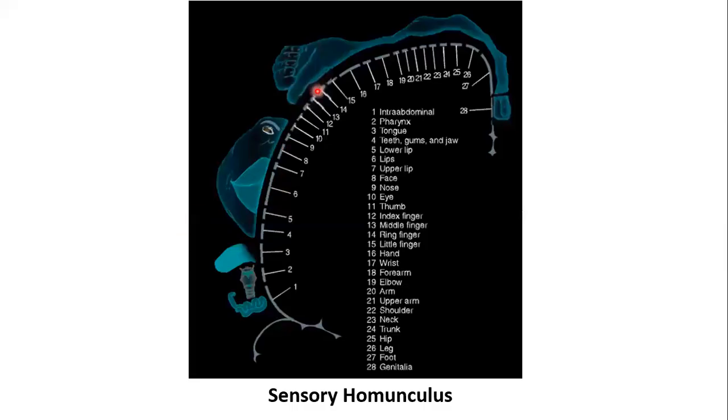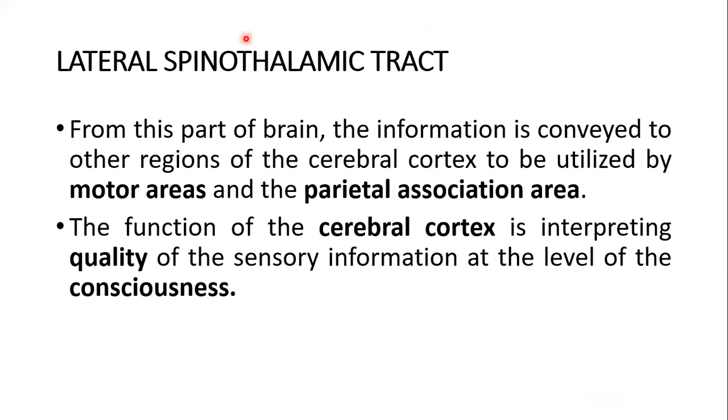Here you can see the sensory homunculus. This is a distorted appearance of the human being, and homunculus means 'little man' in Latin, right? This is the face inverted down and the hand also down, represented largely because their sensory supply is greater. And these are the feet lying medially and the legs lying anteriorly. So from this part of the brain, the information is conveyed to other regions of the cerebral cortex to be utilized by the motor areas and the parietal association area. The function of the cerebral cortex is interpreting the quality of the sensory information at the level of consciousness.